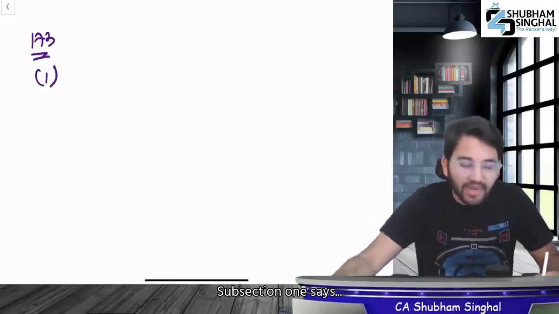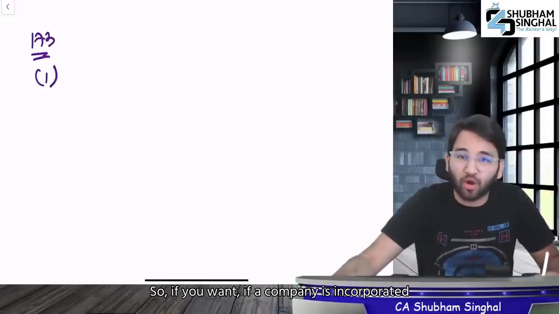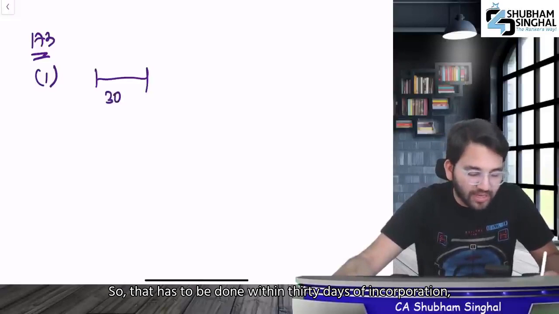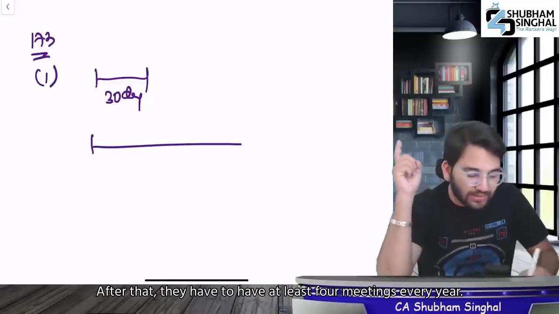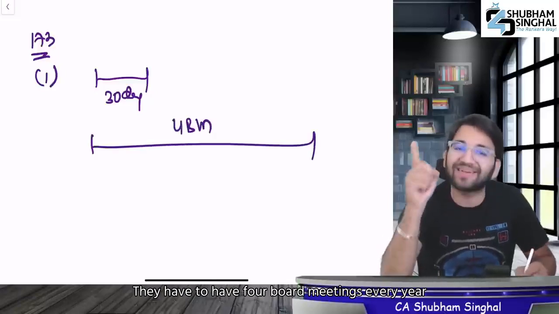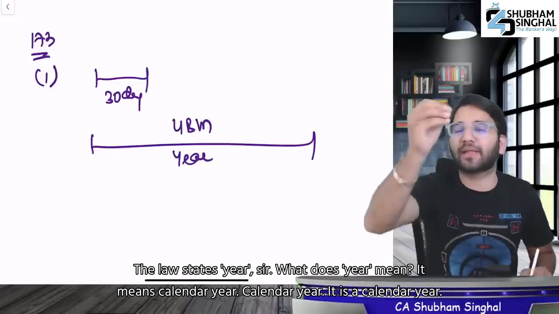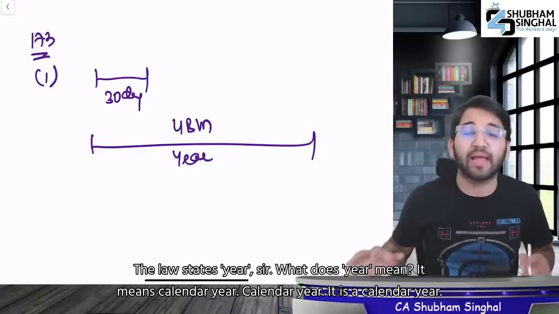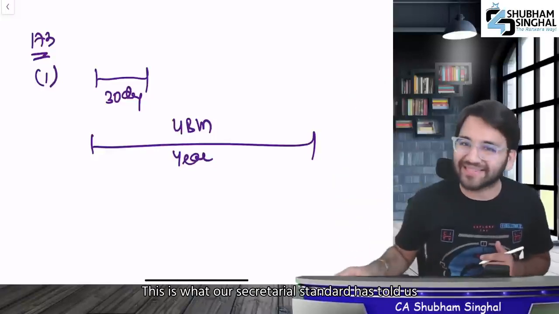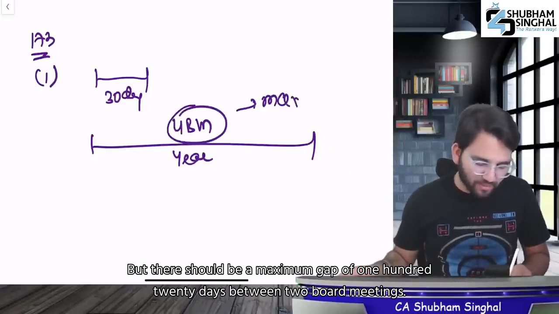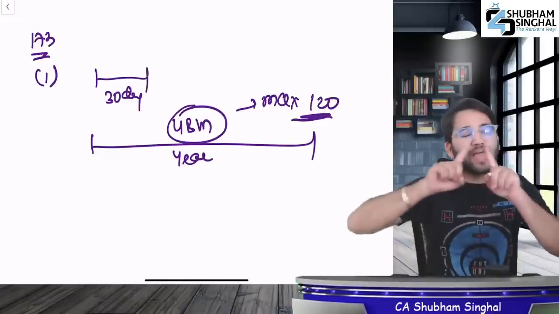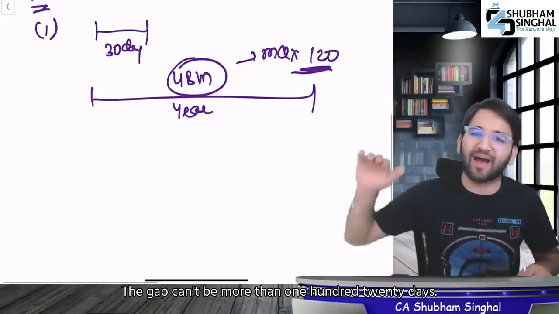Subsection 1 says that if a company is incorporated, firstly, within 30 days of incorporation, the first board meeting should be held. There should be 4 board meetings every year. The law states year. What does year mean? It means calendar year. Who told you? Secretarial standard has told us. They will conduct 4 board meetings. But there is a maximum 120 days gap between 2 meetings. Gap can't be over 120 days.